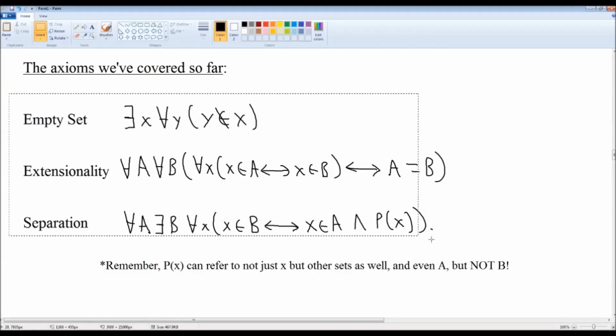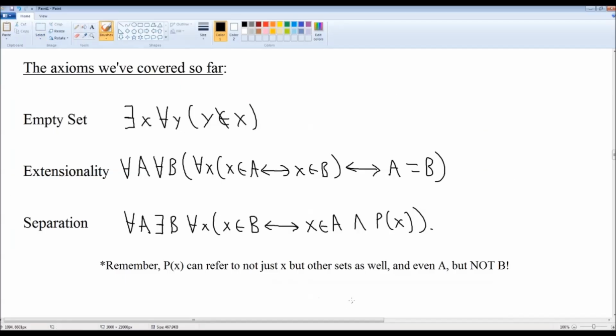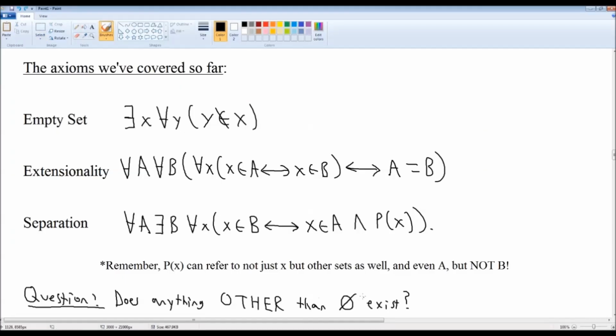Using these three axioms, or technically infinitely many axioms, depending on how you want to think of it, we were able to prove a few basic facts of set theory. But here's a question: does anything other than the empty set exist? If you think about it, from these three axioms alone, we can't answer the question. We know that there exists an empty set. By the axiom of extensionality, we have a criterion for comparing whether or not two sets are equal, so we know that there must only be one empty set.